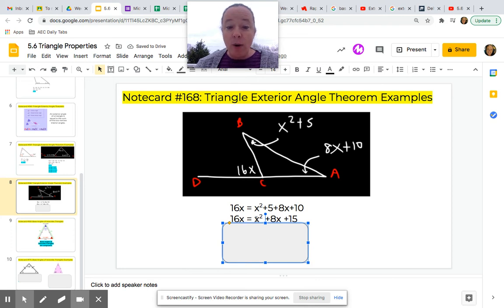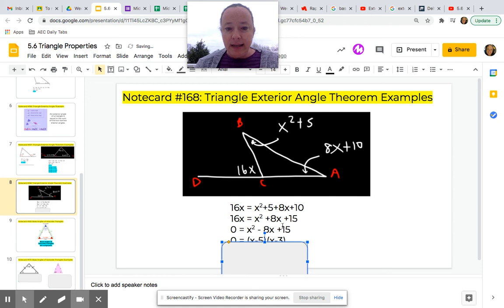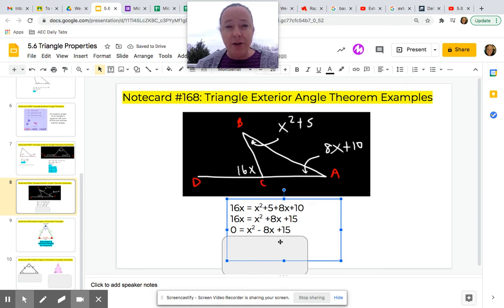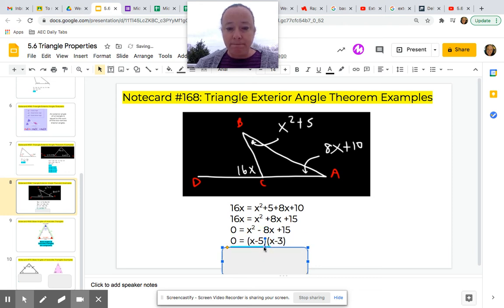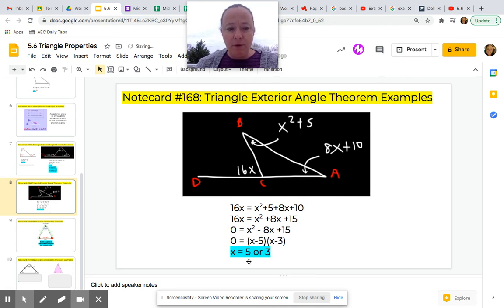When I have a quadratic, I need to get a 0. So I subtracted 16x and got 0 equals x squared minus 8x plus 15. Then I factor that. What times what is 15 but adds to give you negative 8? That's negative 5 and negative 3, and so I factored it. Just check yourself: x squared minus 3x minus 5x would give me minus 8x, and then plus 15. Then you do the zero product property, so x can equal 5 or 3.